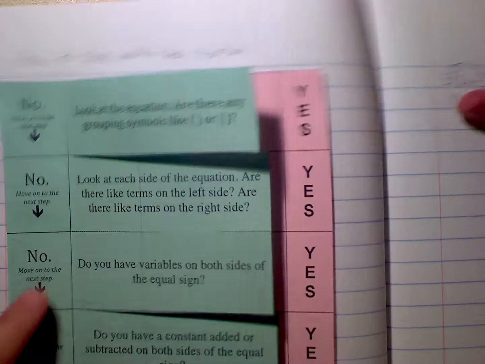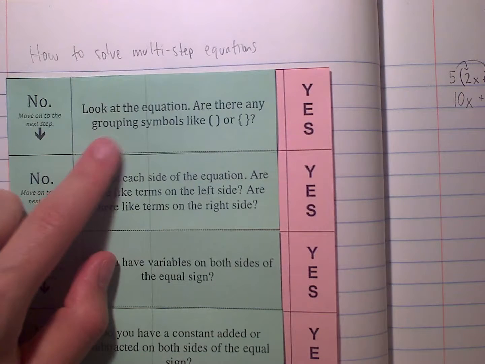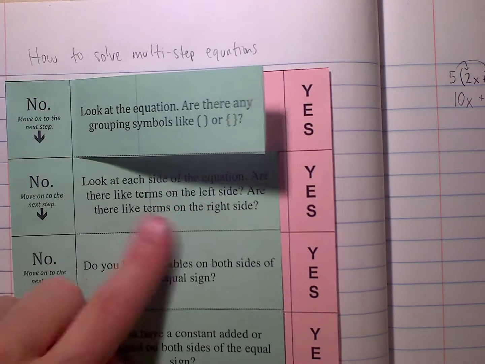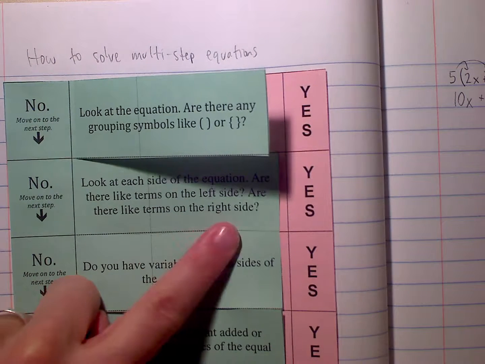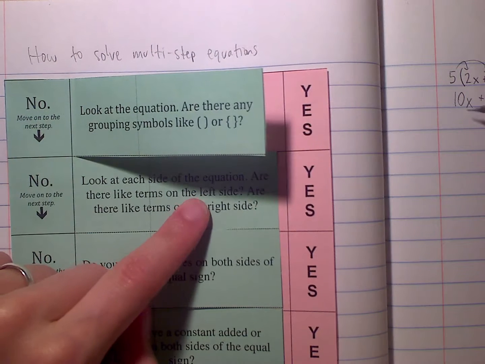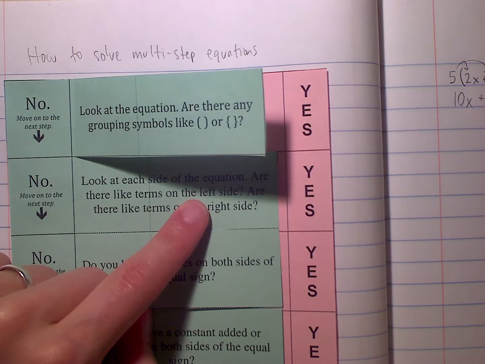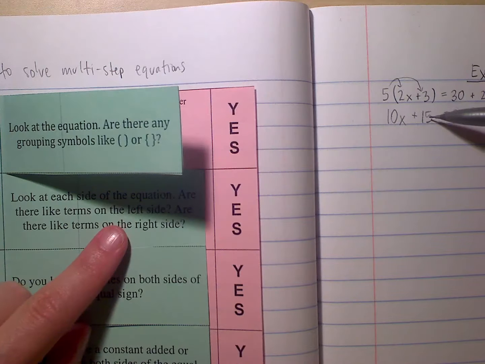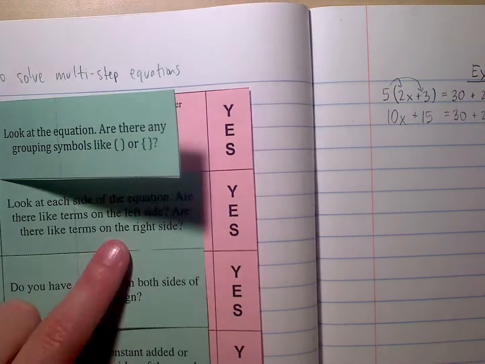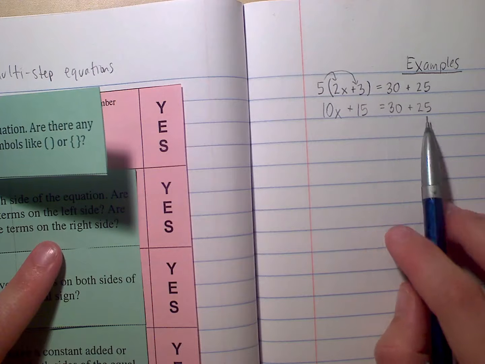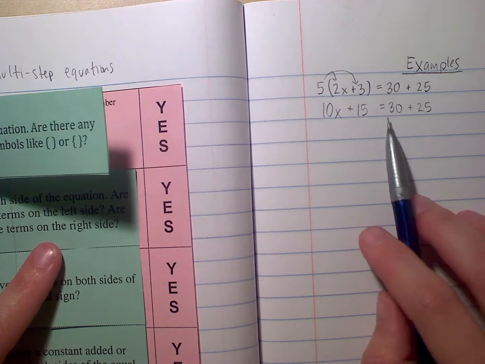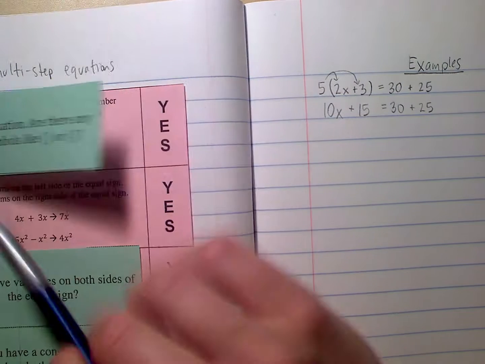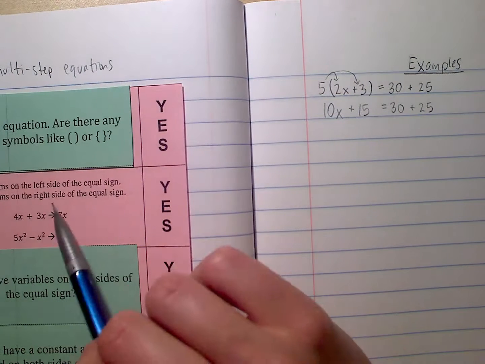So next question, right? Now, when I look at the equation, are there any parentheses? No, there's not, so I'm going to go no. Look at each side of the equation. Are there like terms on the left side? Are there like terms on the right side? Are there like terms on the left side? No. This has an x and this doesn't have an x, so they're not like terms. Are there like terms on the right side? 30 and 25? Yes, those are like terms. They're both constants. Neither of them has variables. So that's a yes. Combine like terms on the left side of the equal sign, combine like terms on the right side of the equal sign.